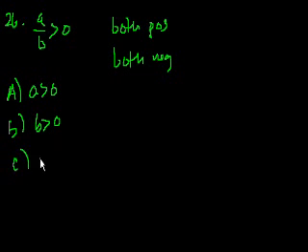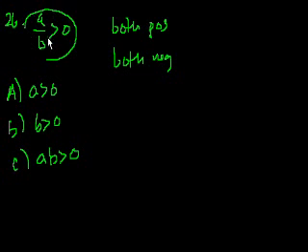Choice C, AB is greater than 0. Well, think about it. We said this implies that both A and B have to have the same sign. If A and B have the same sign, when I multiply them, I'm still going to get a number bigger than 0, right? A positive times a positive is a positive. A negative times a negative is a positive. So it's choice C.